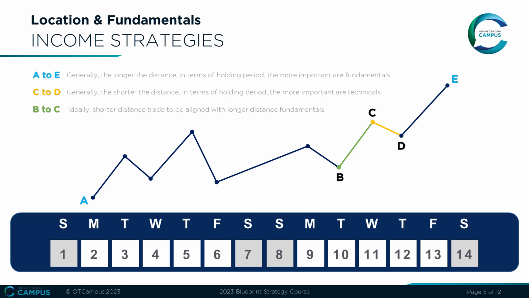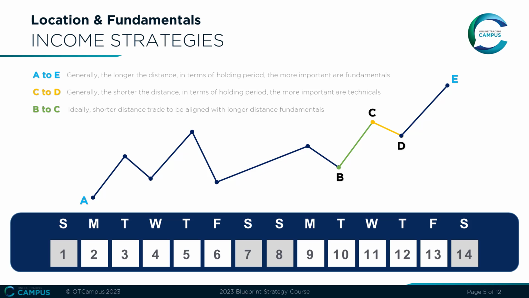However, if you look at B to C, which is a shorter distance trade, but that shorter distance trade from B to C is aligned with the longer distance fundamentals. Okay, so, and that is the ideal scenario. Even if you're applying a daily income analysis, you will have two options. You can either trade that daily income analysis from C to D, which may be against the fundamental context. In this case, you can see the move may be weaker. It may be slightly less profitable.